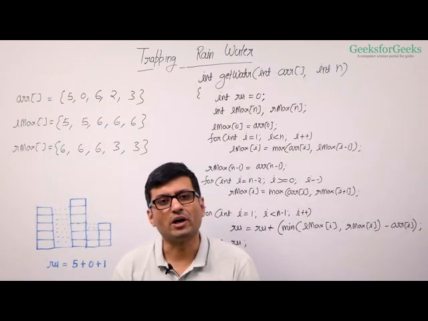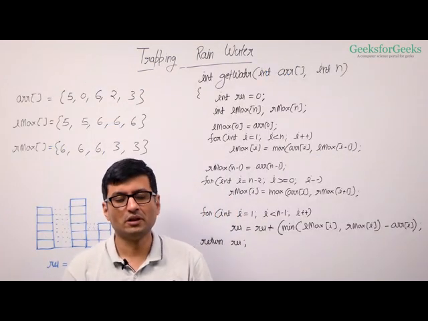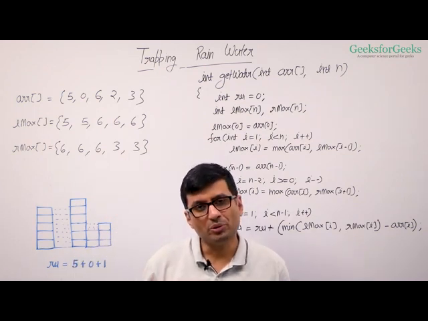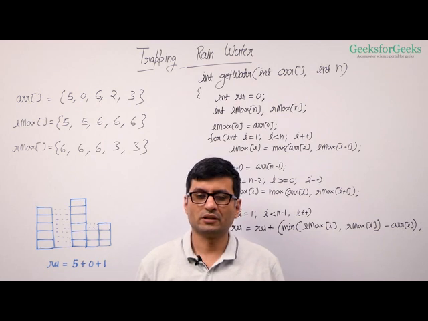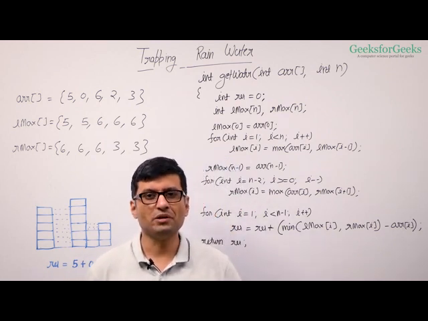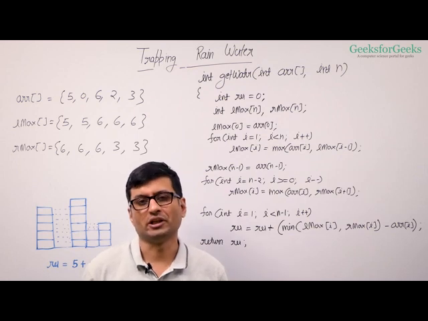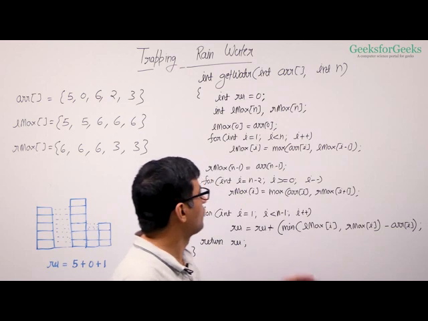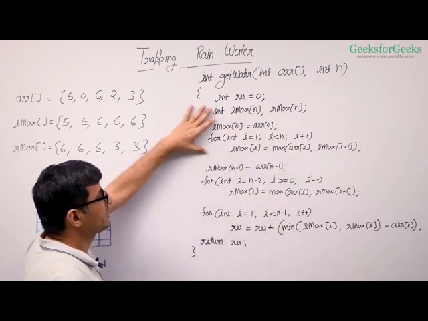Let us now talk about the efficient solution. The idea of the solution is to pre-compute left max and right max. Rather than computing it for every index, we pre-compute it in theta n time so that whenever we need it, we have it available. And how do we pre-compute left max and right max?